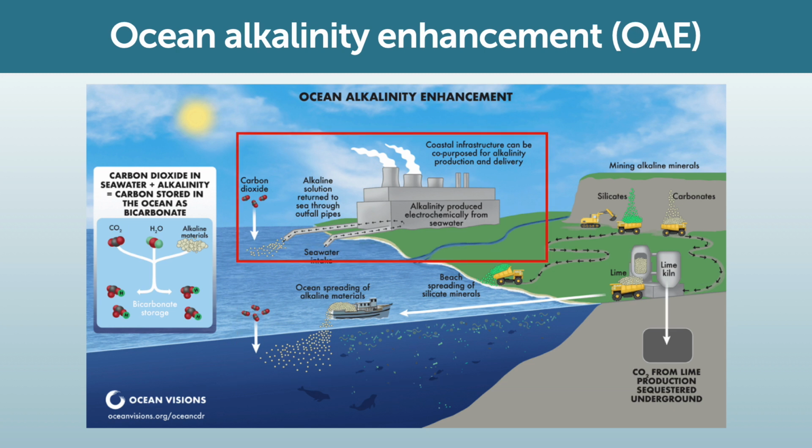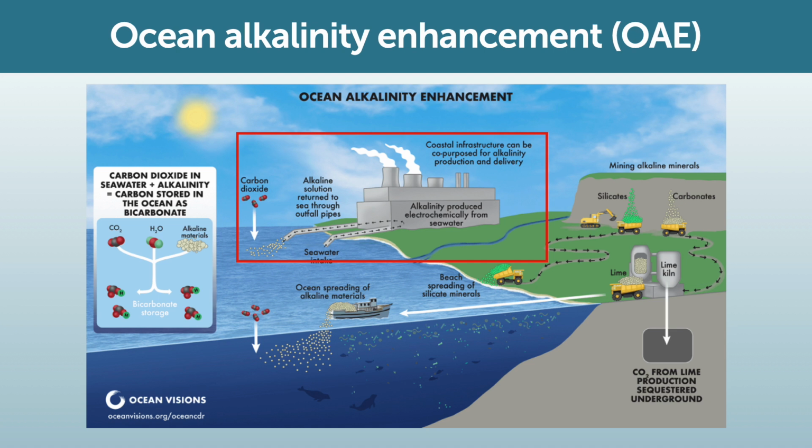Alkalinity can also be derived from seawater itself through a process called electrochemical ocean alkalinity enhancement, which is shown in the upper portion of the screen. In electrochemical OAE, electrolysis or electrodialysis can be used to rearrange the water and salt molecules in a portion of seawater into an acid solution and a basic solution. The basic solution can then be added back into surrounding seawater to enhance its alkalinity.